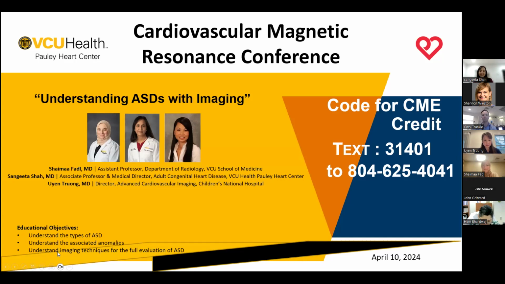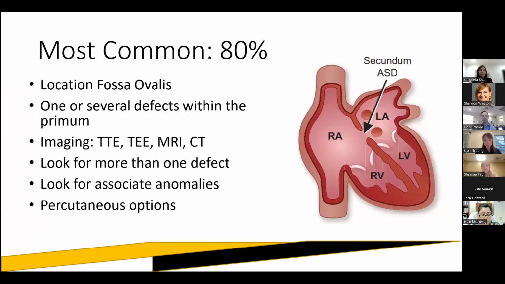Thank you. Well, super excited to be here and presenting with two other people that I value greatly in this field. So I'm just going to go through a little bit of basics for ASDs as we go through case base. So secundum ASDs, the most common one, 80% of the time, it occurs in the fossa ovalis. It can be one defect. What I want you to remember, there's something called a Swiss cheese ASD. So just because you find one hole doesn't mean that there's not another hole. So it's important to detect the whole atrial septum and make sure there's not just one hole.